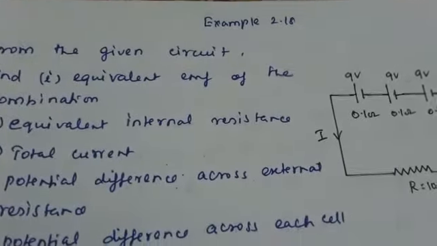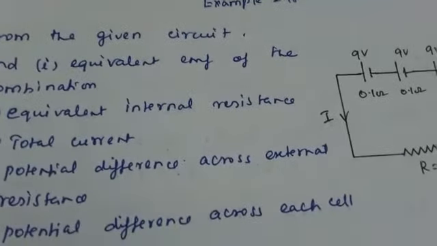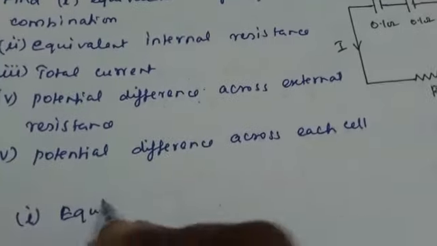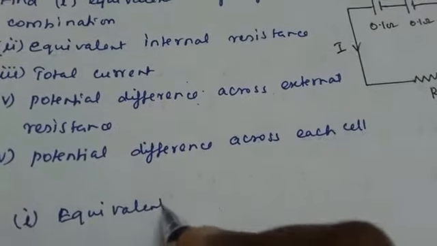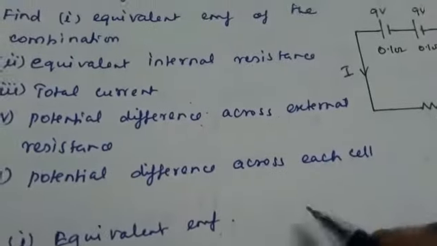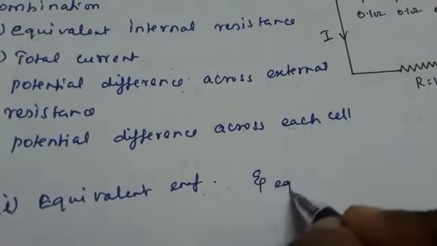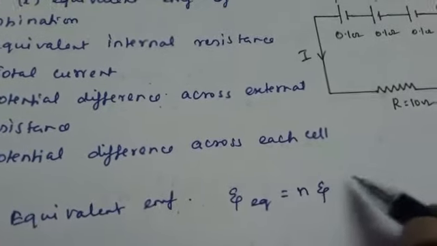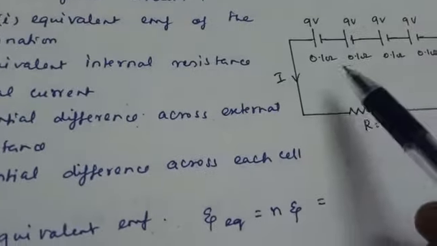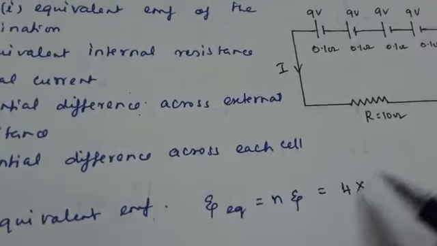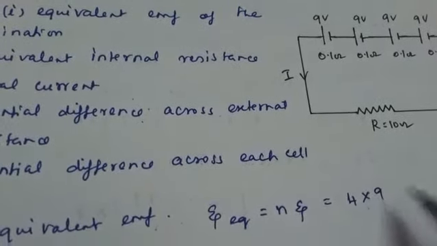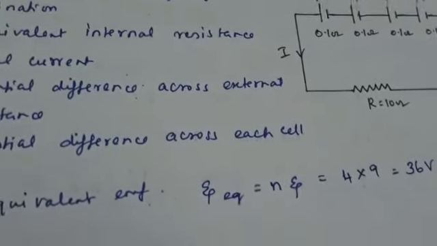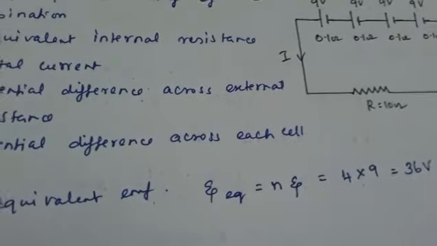The first one is the equivalent EMF. The equivalent EMF is given by the formula psi equivalent is equal to N into psi. How many cells are there? 4 cells are there. So 4 into each one having a voltage of how much? 9. So it is 36 volt. This is the total EMF of the circuit.